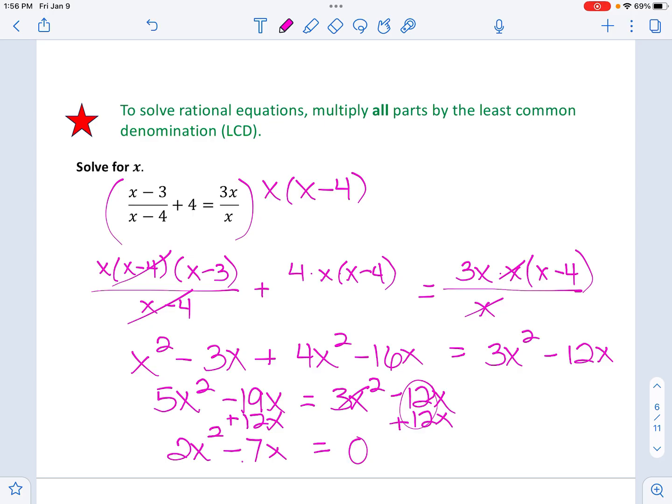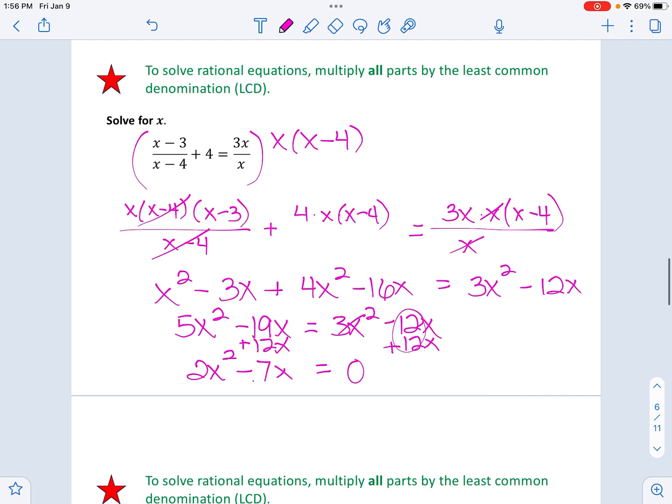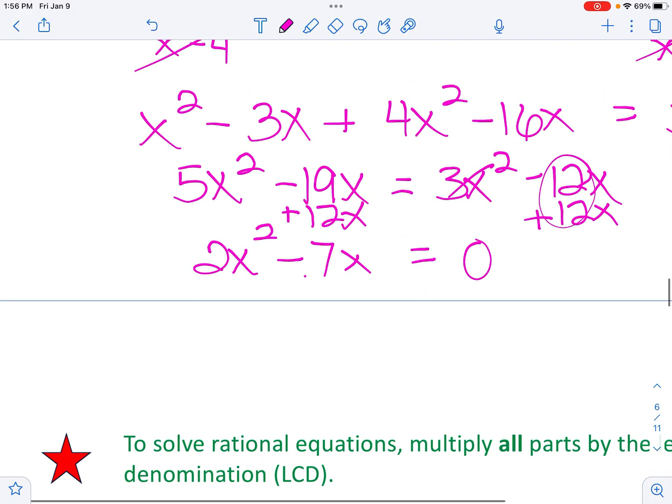All right, probably to solve this, I'd want to factor. Whoops. I want to take out a 2. I'm going to take out an x, not a 2.